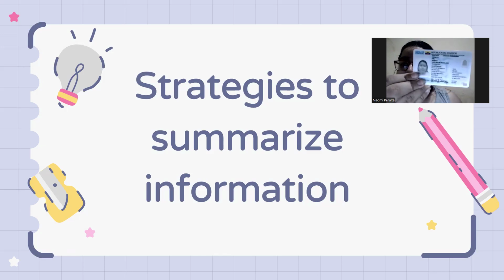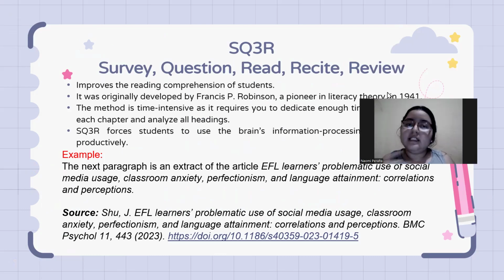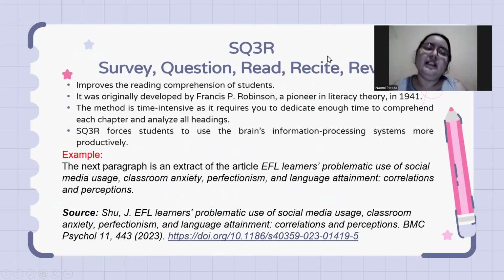This is my ID card, and my topic is strategies to summarize information. I have three strategies here. The first one is the SQ3R. It's survey, question, read, recite, and review. It's an acronym, right? It helps to improve reading comprehension.